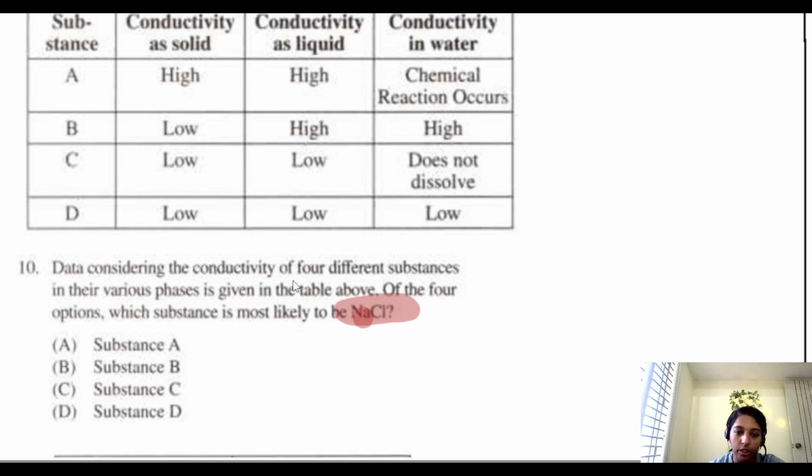That's the question. We know that it's again a chemical bonding concept. We know that NaCl is an ionic solid, right? Because a metal and a non-metal are there. So for an ionic solid, definitely it's not conductive in the solid state. Metals have conductivity in the solid state. Correct? So definitely this is low, so option A is wrong.